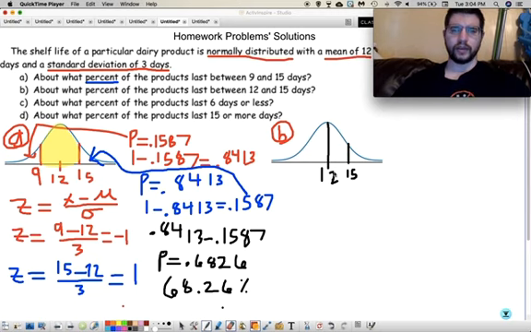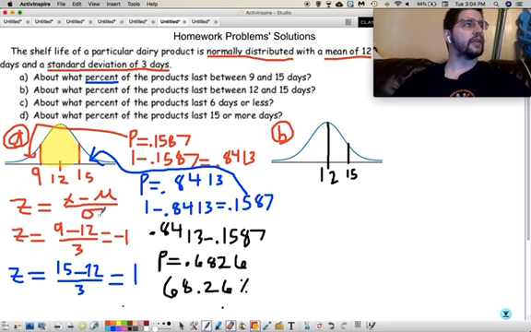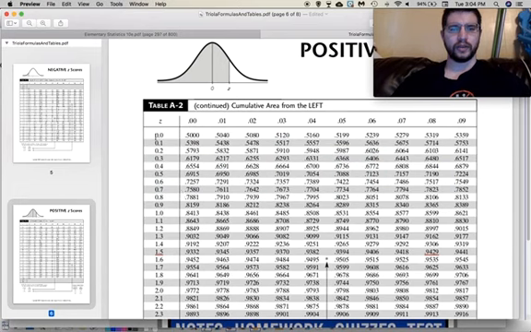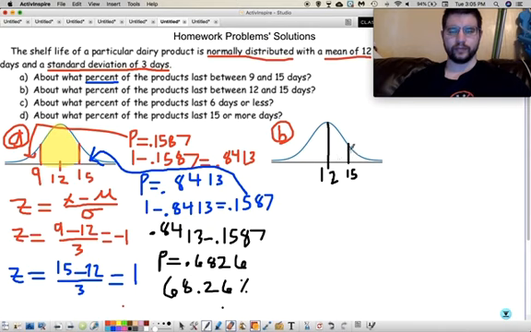If you do standardize it, let's see what happens. 12 minus 12 is 0. Divided by, doesn't matter, it's still going to be 0. And if we look up 0 on the standard normal distribution chart, there it is, 0.5. So anytime you have your mean, it's just going to be a probability of 0.5 on either side of it.